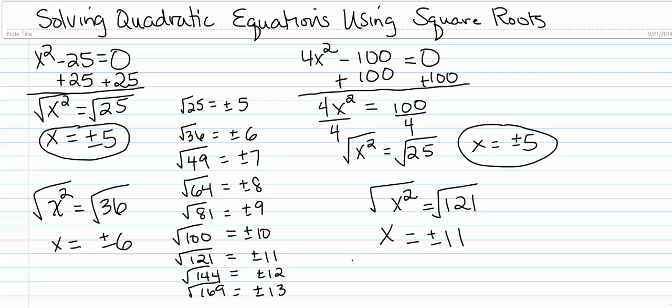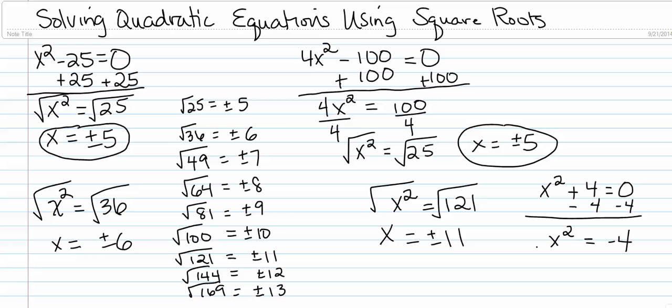One other thing I want to show you here is what happens if we start with a sum of two squares. Let's say we've got x squared plus 4 equals 0, and I want to go ahead and get x squared alone. So I subtract 4 from both sides. Now I want to take the square root of both sides so that I can change it from x squared to x.